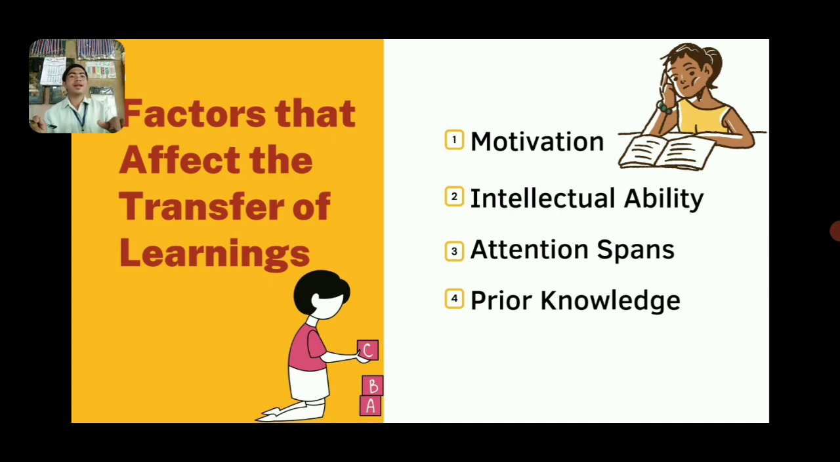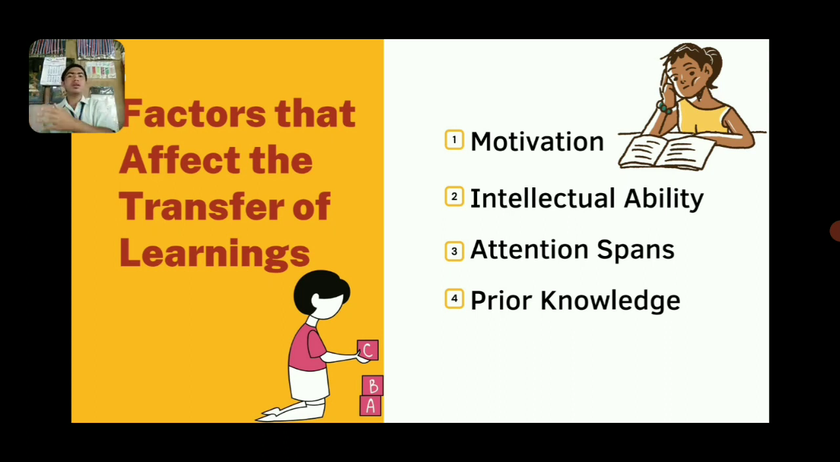Next is intellectual ability. Intellectual ability plays an important role in learning. There are students who are good in mathematics, good in English, good in science, good in Filipino, good in social studies. There are also fast learners and slow learners, depending on the capacity and capability of the students. So as teachers, we need to consider their intellectual ability and make sure that no one will be left behind as we discuss and as they apply their learnings. In the transfer of learning, no one will be left behind.